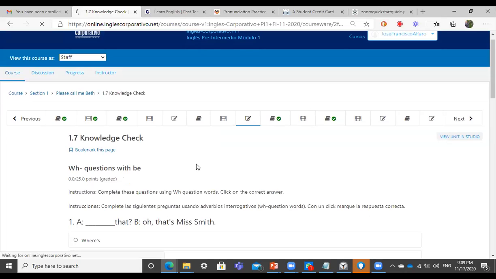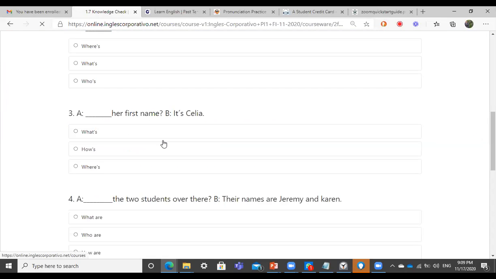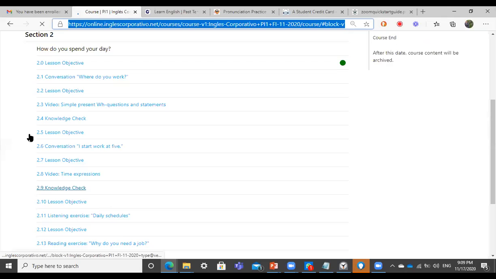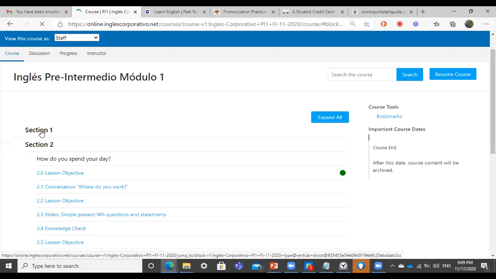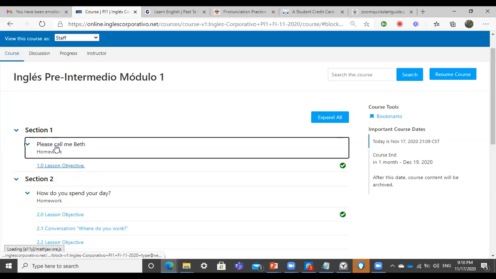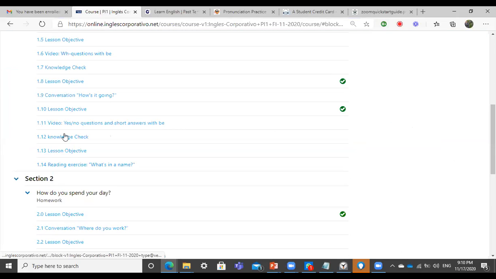All right. So the system is, casi es el penúltimo de los knowledge. Okay. You know, you just gotta wait a couple of seconds because this system is loading. See, apparently it says I don't have any connections, but I don't know why. Sorry about that. And then we go. Sorry, it's section one. All right, please call me Beth. You know, sometimes technology is overwhelming, right? That's what happens sometimes. And here we go. It's 1.12. Knowledge check, this one, right? Okay. Yes. Okay.